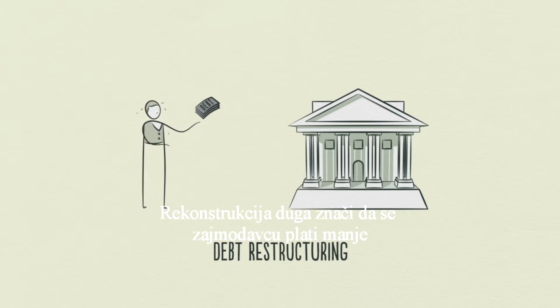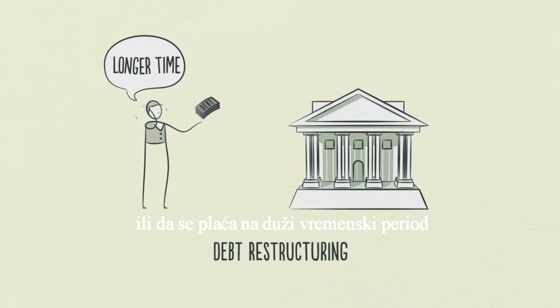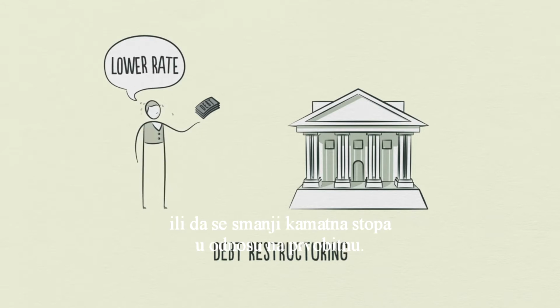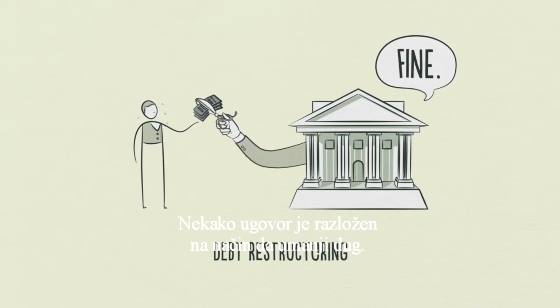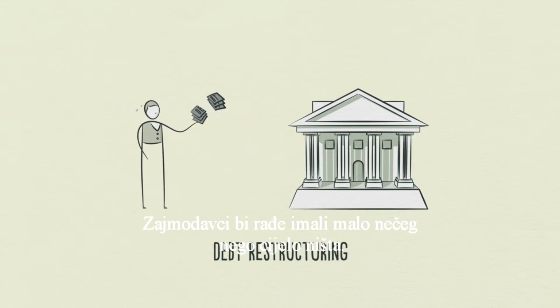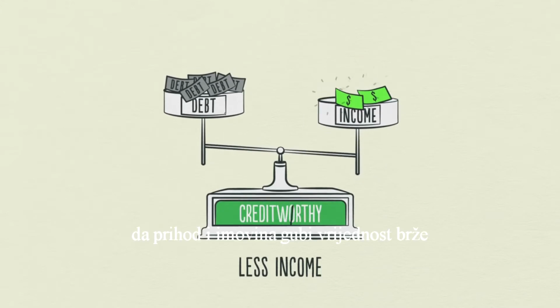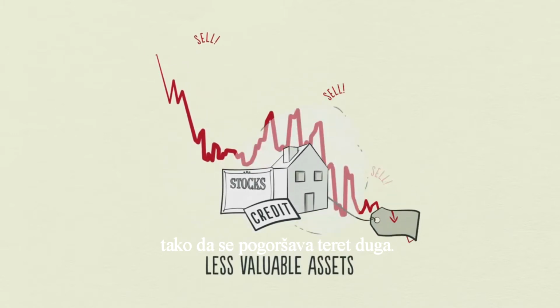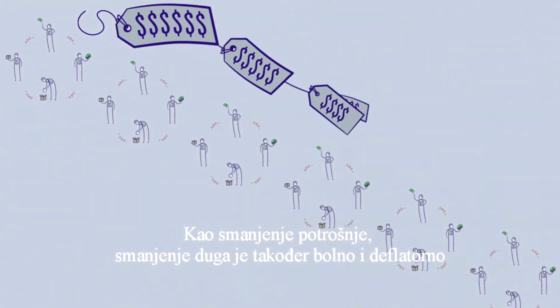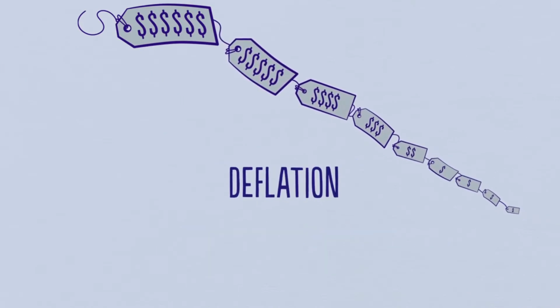Debt restructuring means lenders get paid back less, or get paid back over a longer time frame, or at a lower interest rate than was first agreed. Somehow, a contract is broken in a way that reduces debt. Lenders would rather have a little of something than all of nothing. Even though debt disappears, debt restructuring causes income and asset values to disappear faster, so the debt burden continues to get worse. Like cutting spending, debt reduction is also painful and deflationary.